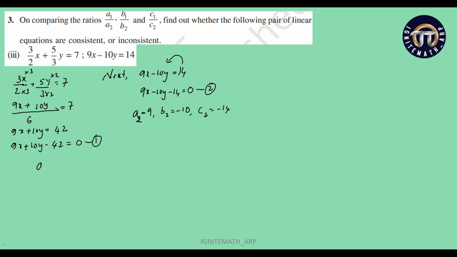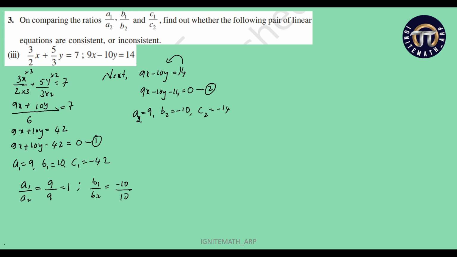Now my task is to find out a1 by a2. a1 is how much, children? a1 to be written from the first equation. So let me write down the a1, b1 first. a1 is equal to 9, b1 is equal to 10 and c1 is equal to minus 42. Now I will find out a1 by a2. So a1 by a2 is 9 by 9 is equal to 1. Then I will find out b1 by b2, that is 10 by minus 10.